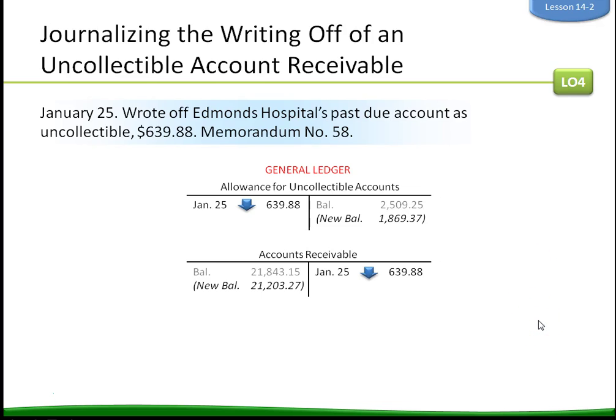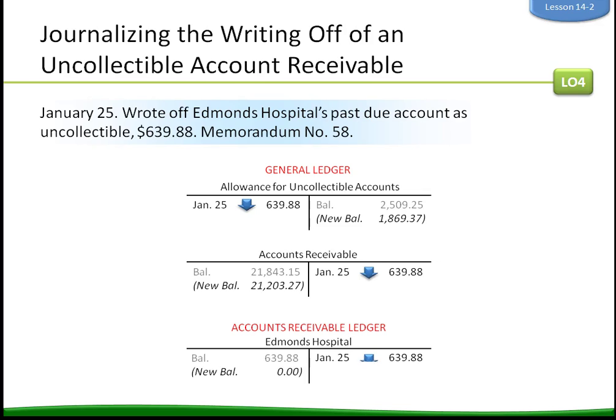Accounts receivable is credited to reduce the balance due from customers. Edmonds Hospital is also credited to cancel the debit balance of the account. Edmonds Hospital account is written off. Allowance for uncollectible accounts is debited to reduce the estimate of future uncollectible accounts. Lots of paperwork.